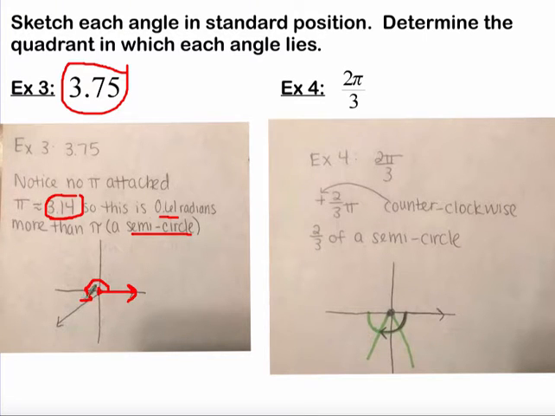So we just go a little bit further, put in your arrow, and then draw in your terminal ray, your terminal side. I know that's really pretty.